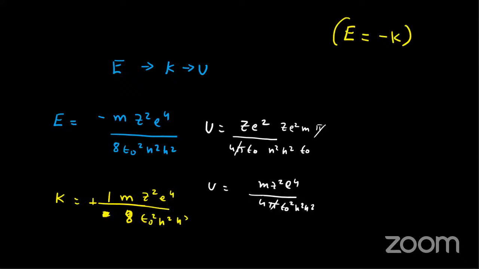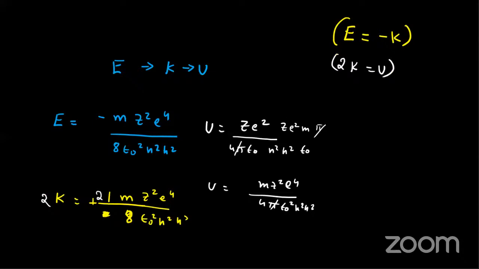So if you notice the relation between kinetic energy and potential energy, this is 1 by 8, this is 1 by 4. That means if you multiply kinetic energy by 2, what will you get? You will get potential energy. Therefore, 2 times kinetic energy is equal to potential energy.